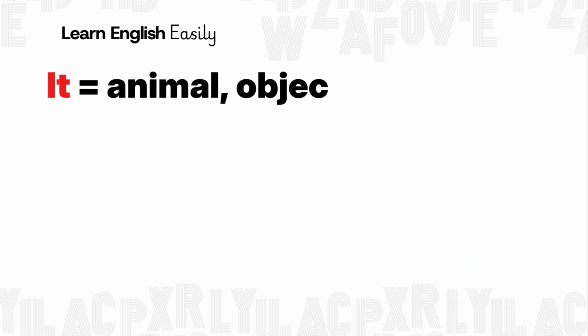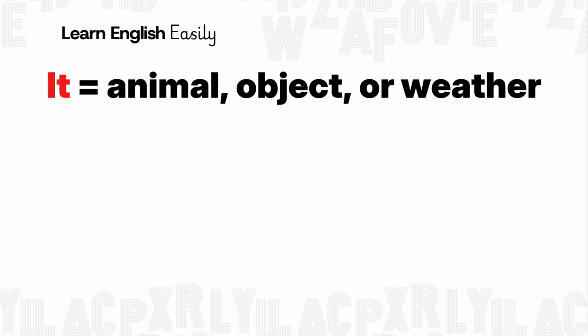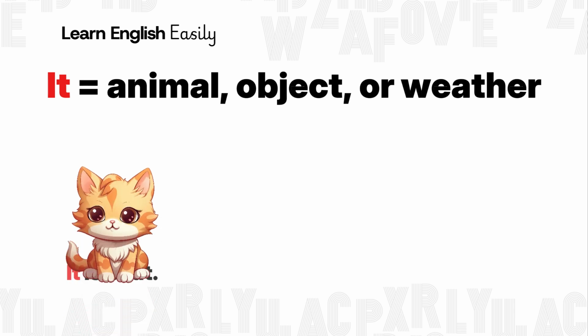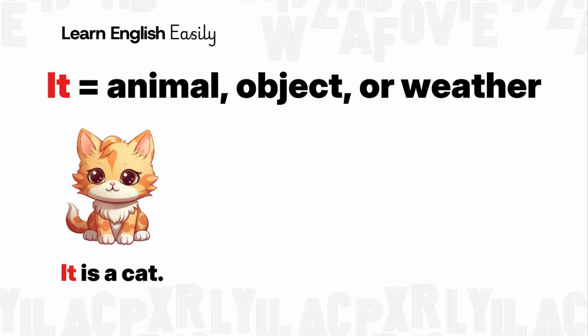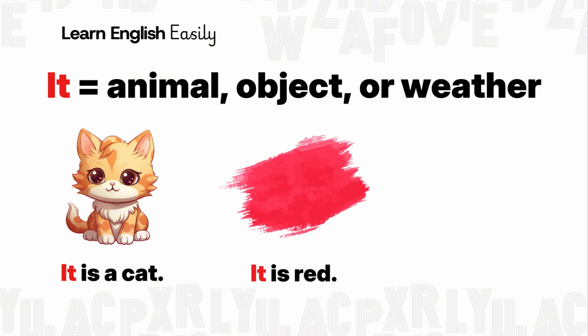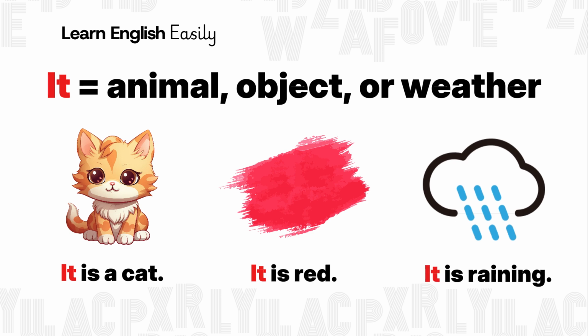We use it for animals, things, or weather. It is a cat. It is red. It's raining. We don't use he or she for objects, we say it.